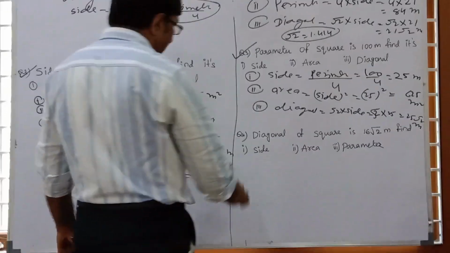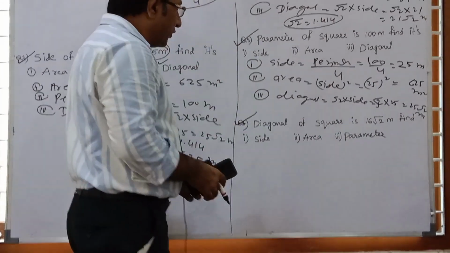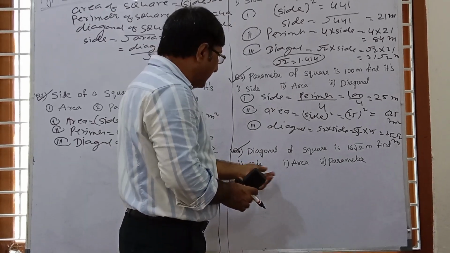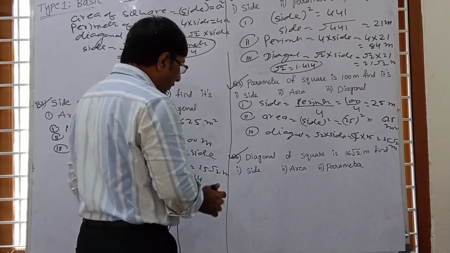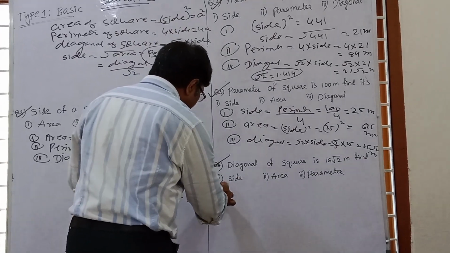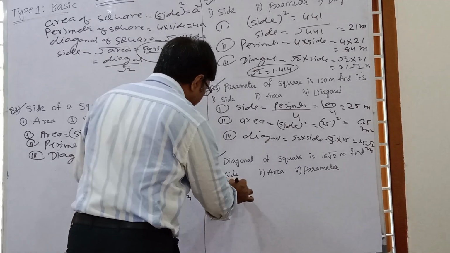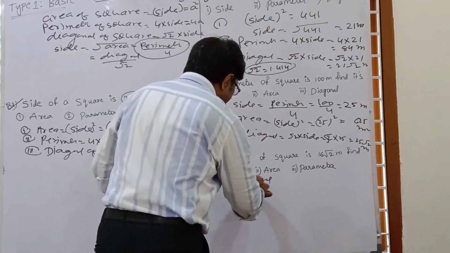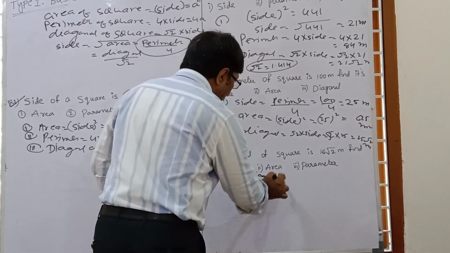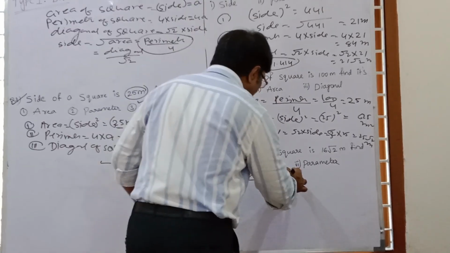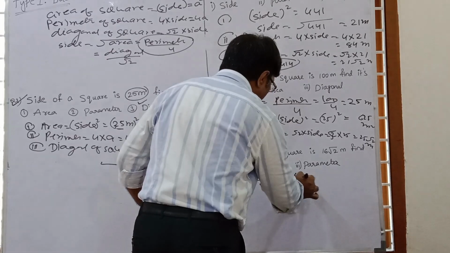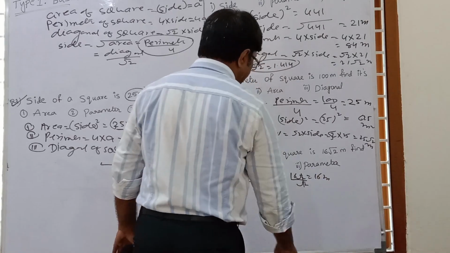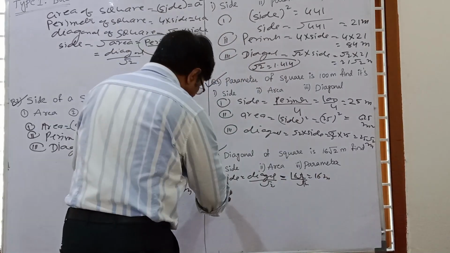Now this is question number 4. Question 4 is: diagonal of a square is given, find the side, area and perimeter. If diagonal is given, then side equals diagonal divided by root 2. Diagonal is here 16 root 2, so this is 16 root 2 divided by root 2. This cancels, so your answer is 16 meter.